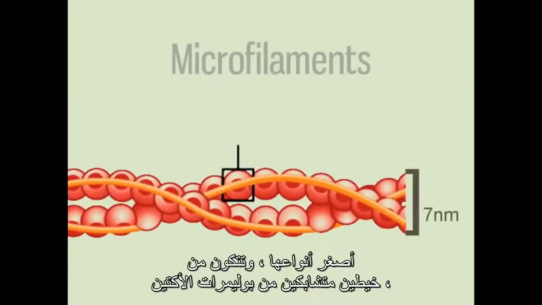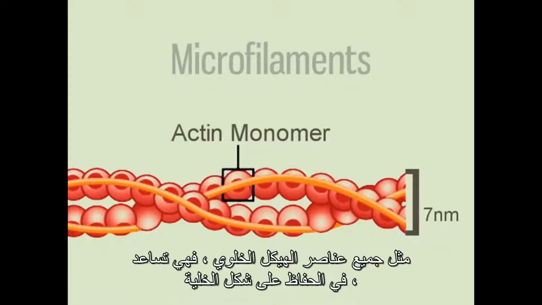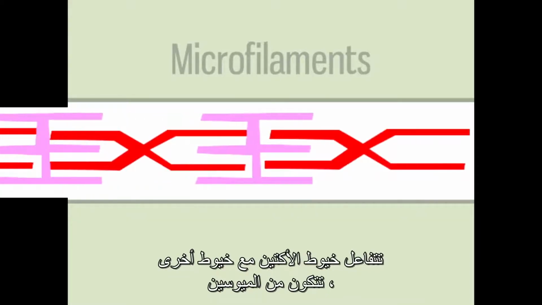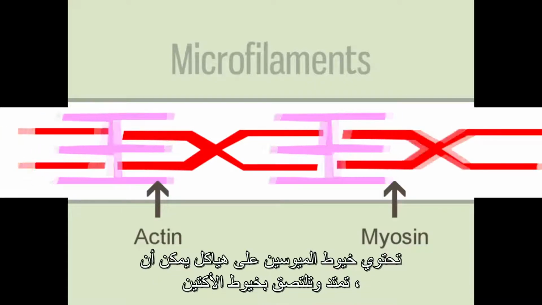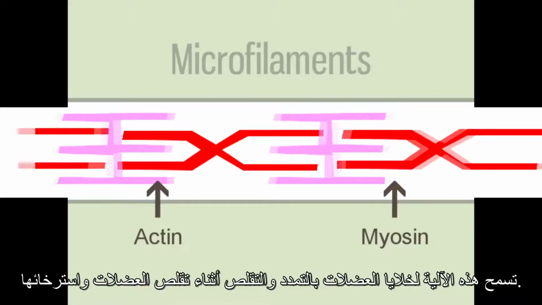The smallest kind, they are composed of two intertwined strands of actin polymers, each made up of many individual actin monomers. Like all cytoskeletal elements, they help to maintain cell shape, but microfilaments are also key to changing cell shape. Actin filaments interact with other filaments composed of myosin, two key components of muscle cells. Myosin filaments have structures that can extend and bind to actin filaments, allowing the two filaments to slide past each other. This mechanism allows for muscle cells to stretch and shrink during contraction and relaxation of muscles.